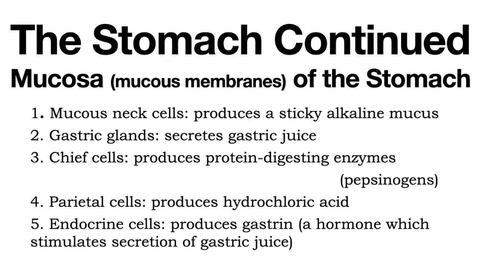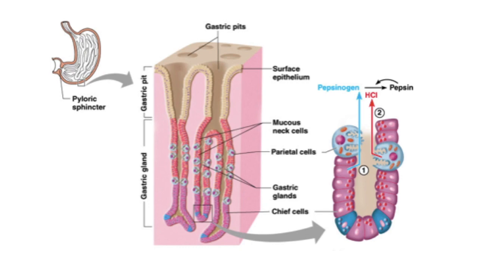We have the mucous neck cells. We have gastric glands, which secrete the gastric juice, the hydrochloric acid. We have chief cells, which produce the enzymes to break down protein. We have the parietal cells, which produce more hydrochloric acid. We have endocrine cells that will produce hormones, and you'll learn about the endocrine system producing hormones. This produces a hormone called gastrin, and this is going to stimulate more hydrochloric acid or gastric juice. You can see here the basic glands in the cells. You can see the little gastric pits.